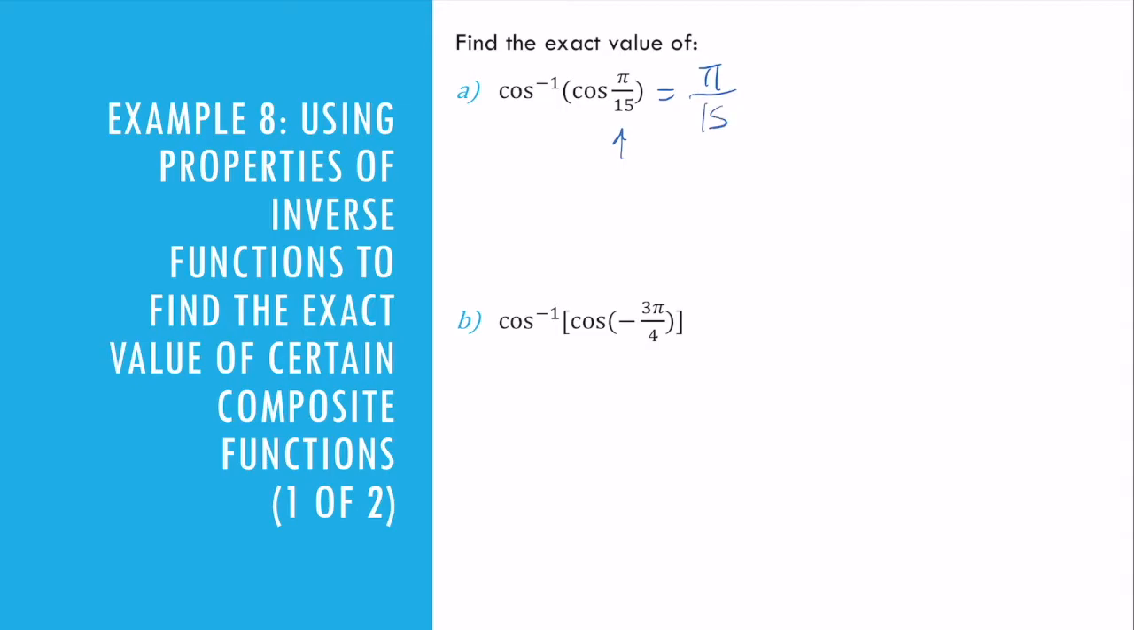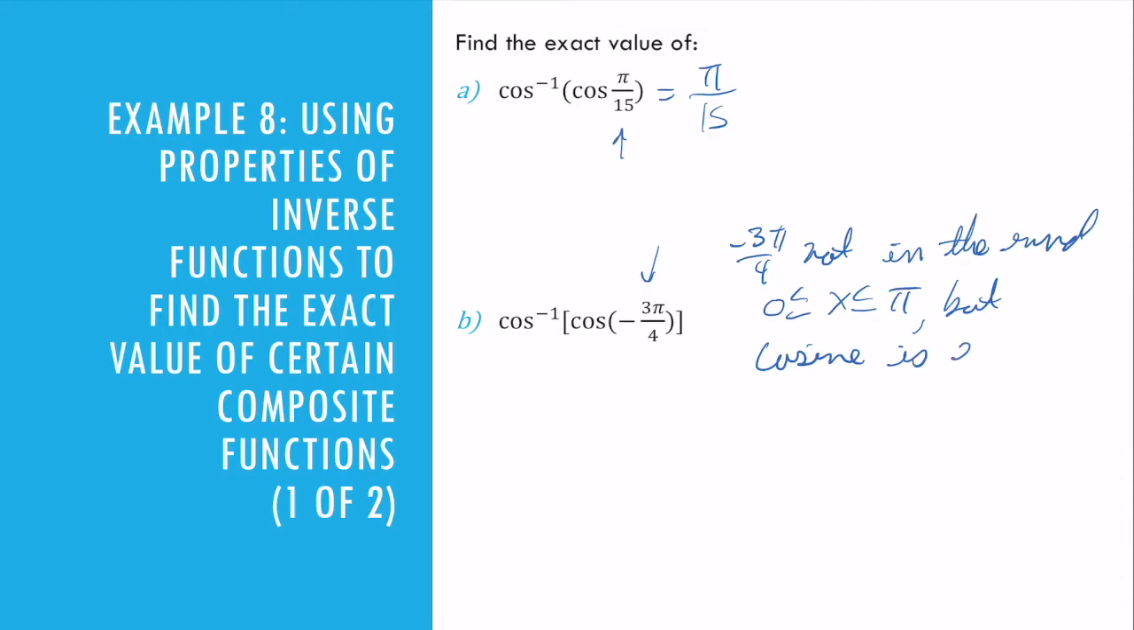If I'm taking the cosine inverse of cosine of negative 3 pi over 4, again, I need to make sure this is between 0 and pi, which it is not. So let's talk about that. Negative 3 pi over 4 is not in the interval from 0 to pi.